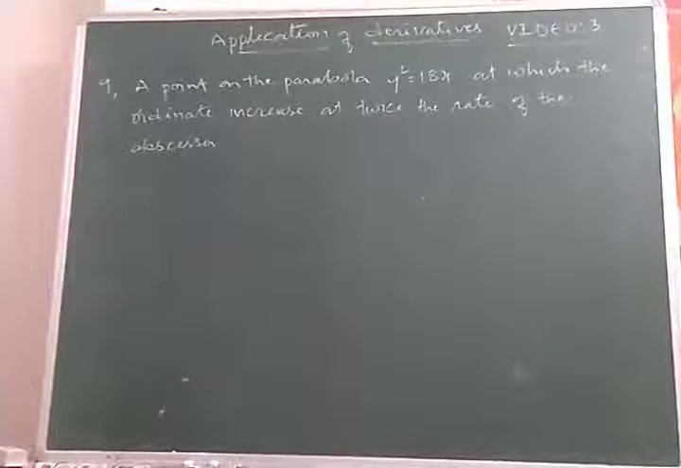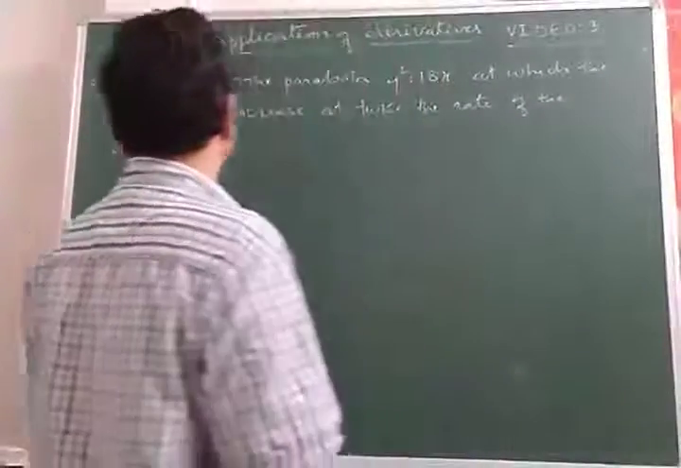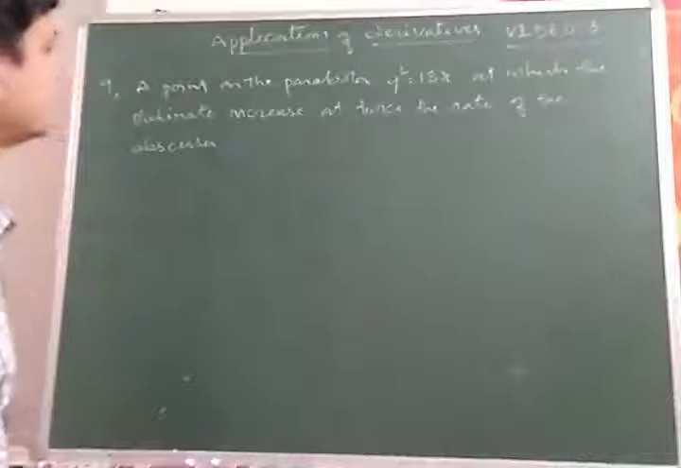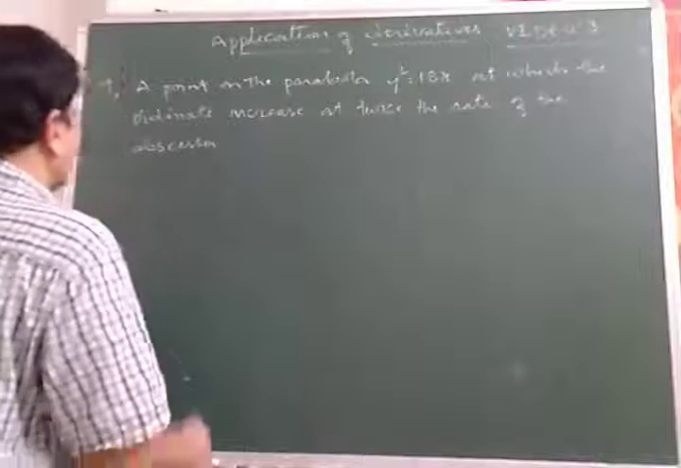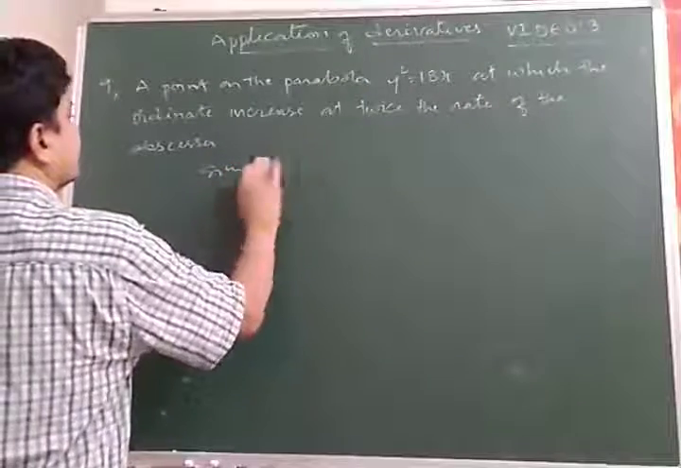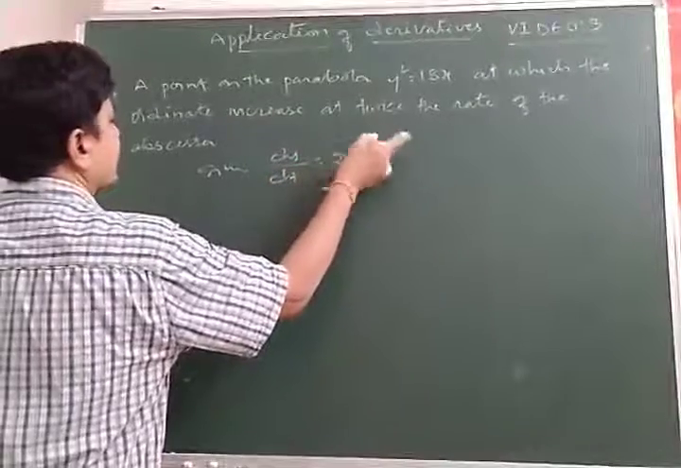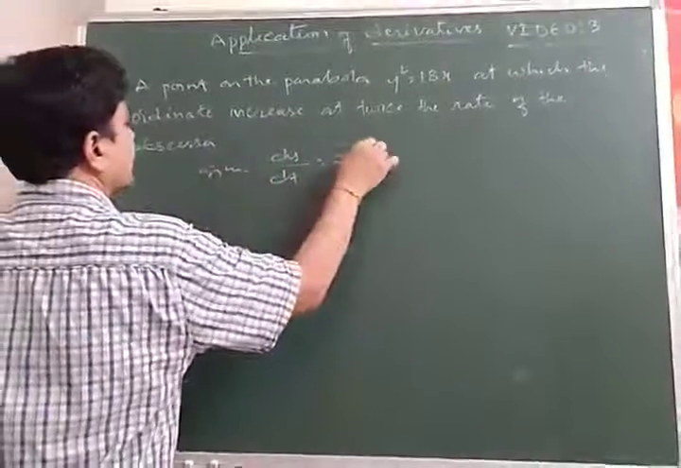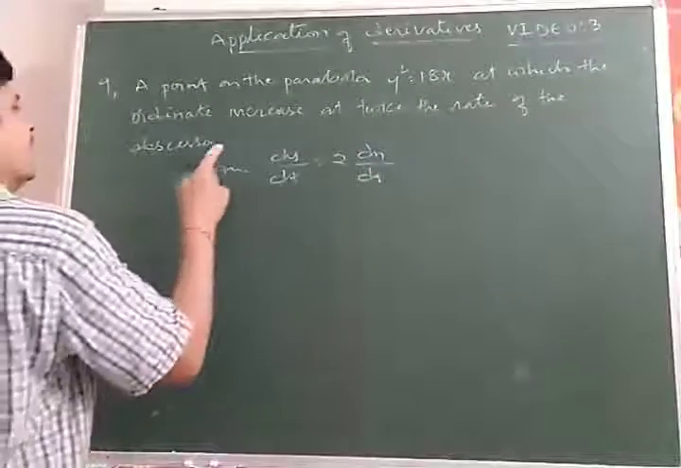Find a point on the parabola y square is equal to 18x at which the ordinate increases at twice the rate of abscissa. That means the given rate of change in ordinate, dy by dt, is equal to 2 times the rate of change in abscissa, dx by dt. That is a given one.